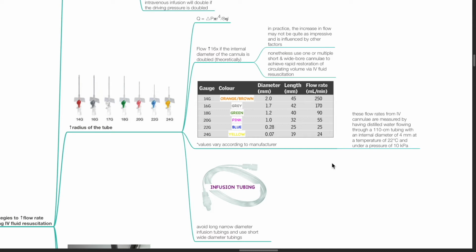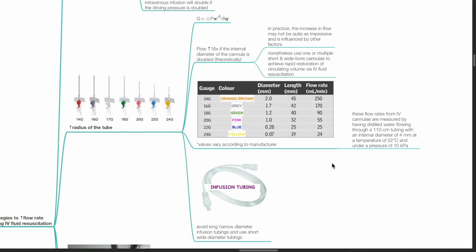For a 14 gauge short IV cannula, the color is orange or brown, diameter is 2 mm, length 45 mm, flow rate 250 mL per minute. For a 16 gauge short IV cannula, the color is grey, diameter is 1.7 mm, length 42 mm, flow rate is 170 mL per minute. For an 18 gauge, the color is green, diameter 1.2 mm, length 40 mm, flow rate is 90 mL per minute.